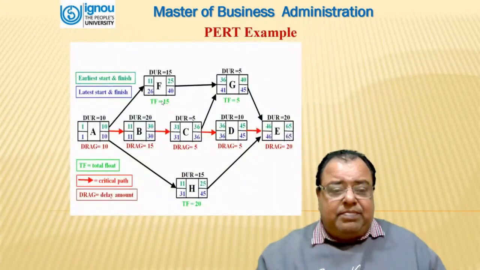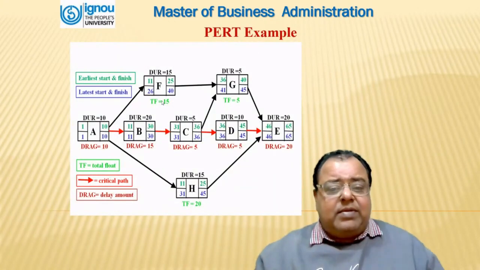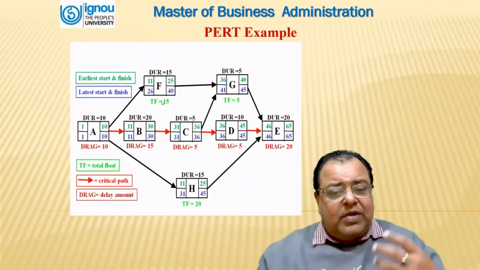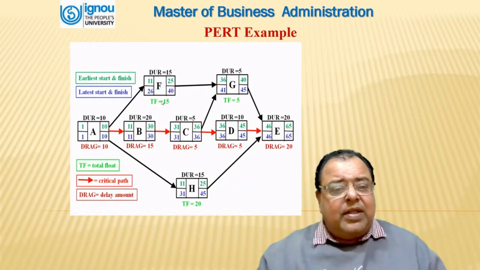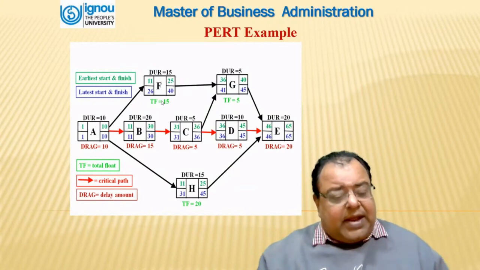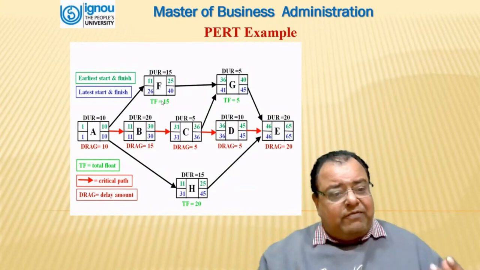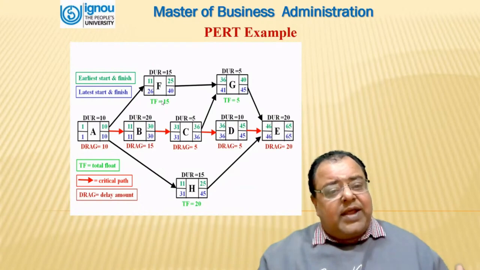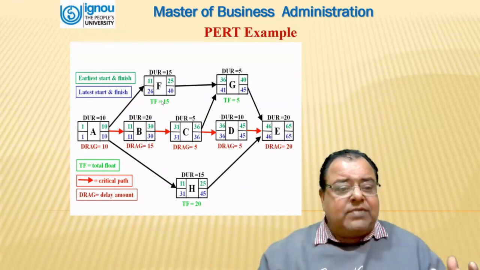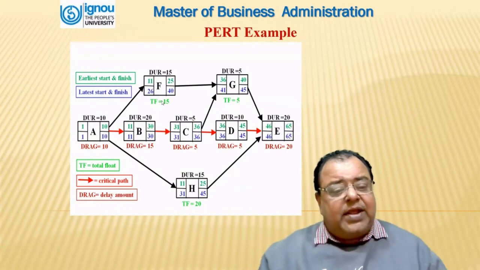Now, this is basically a pictorial figure which shows different components of a PERT diagram. It has been shown by different colors. Green is for earliest start and finish and time float. And the blue color is for latest start and finish. And the red one is the critical path.